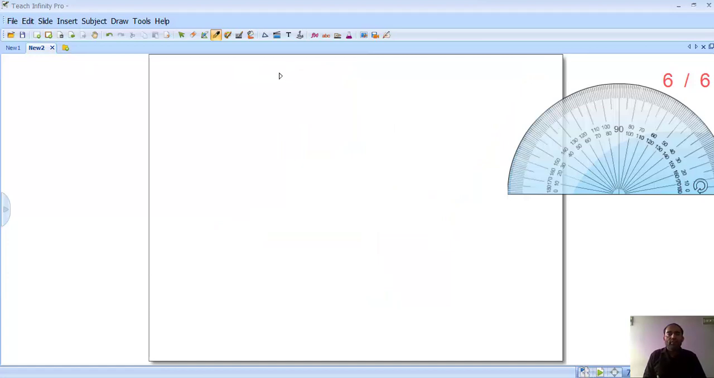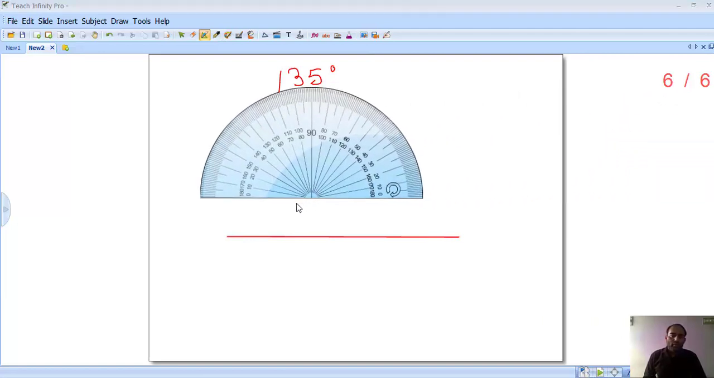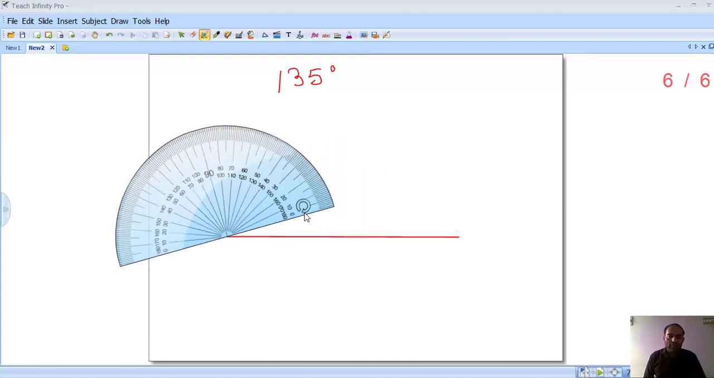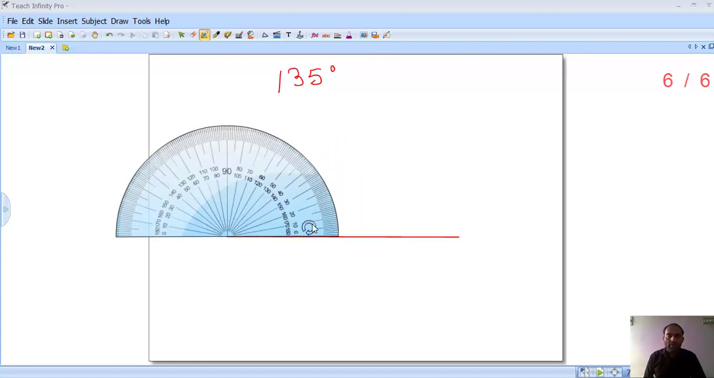This time he says draw an angle of 135 degree. Okay, no issue. The steps are same. First we need to draw a line. Okay, one line has been drawn. Put the midpoint of the protractor on either side of the line. Done. One line should be overlapping. Okay, one line is overlapping. Then we need to decide which 0 we are going to use, 0 1 or 0 2. 0 1, because line is at this side. Right hand side means right hand side 0.